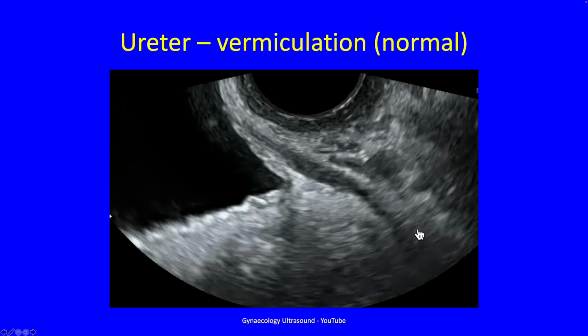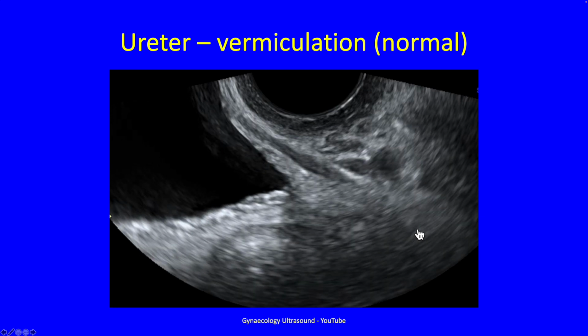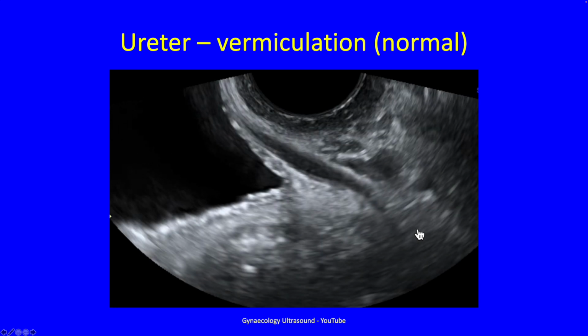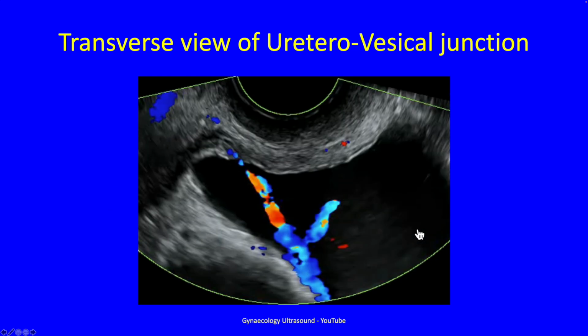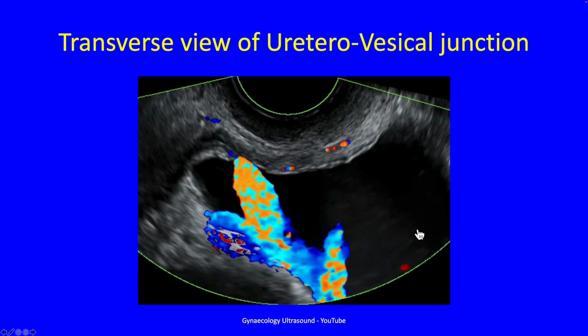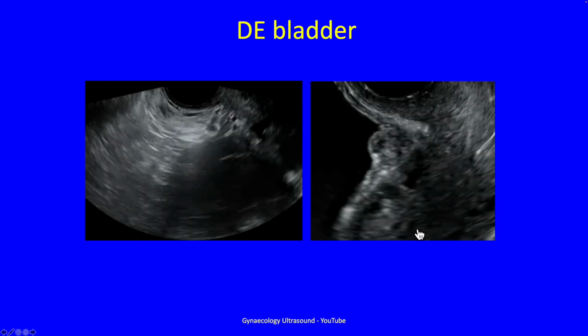There we go. And you look for vermiculation if you want to make sure it's a ureter, not a blood vessel, and that's peristalsis in the ureter, squeezing the urine into the bladder. In the transverse plane, you can get lovely color Doppler images, of course, of the urine coming into the bladder.